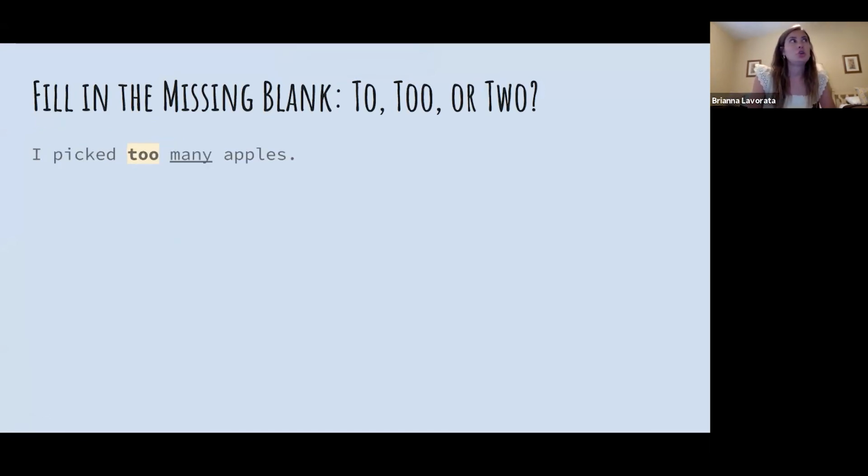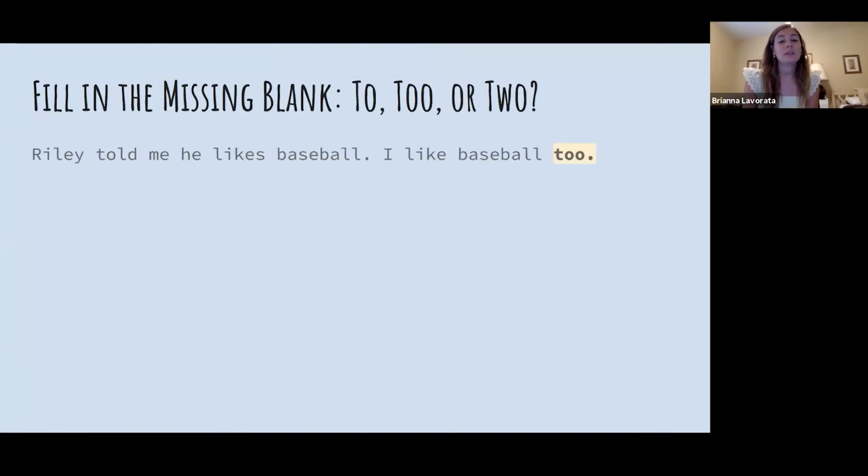I picked too many apples, right? Many is our key word here to show us that we need to use the word T-O-O. Riley told me he likes baseball. I like baseball too, right? I am agreeing with somebody who also likes baseball. So that's one or more persons agreeing to liking baseball.